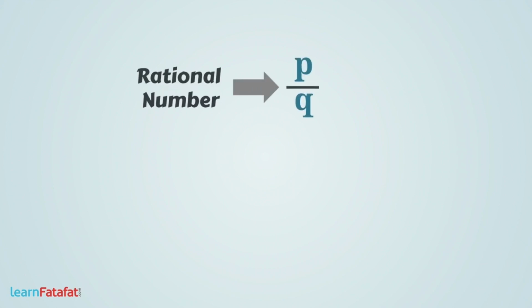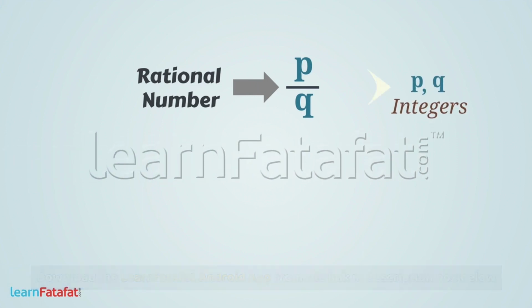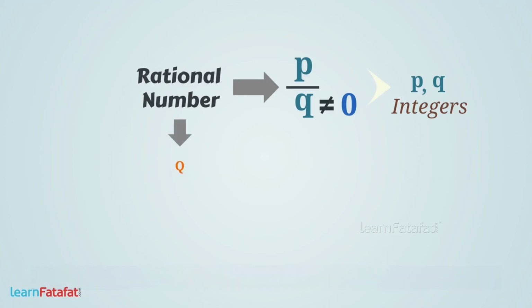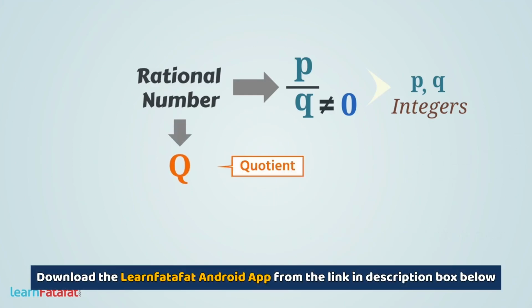While learning rational numbers, you must have learned that a rational number is any number that can be expressed in p by q form where p and q are integers and q is not zero. Rational numbers are denoted by capital Q, which stands for quotient.